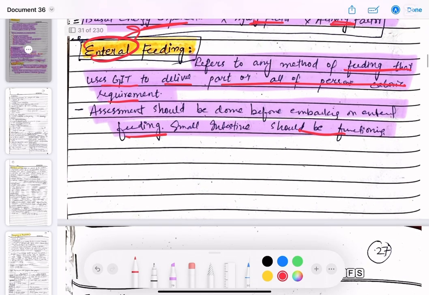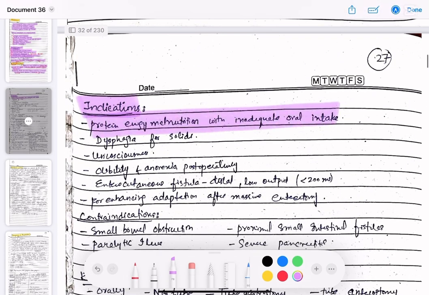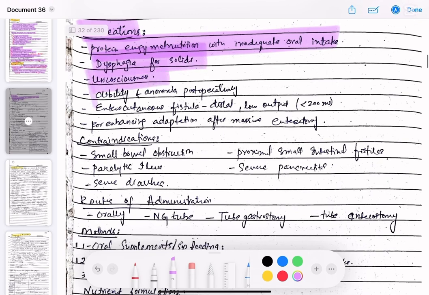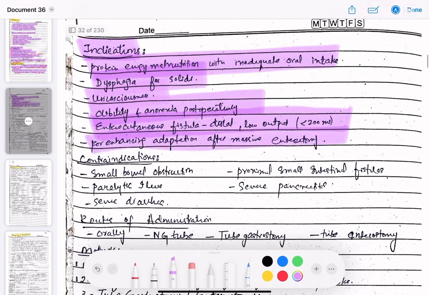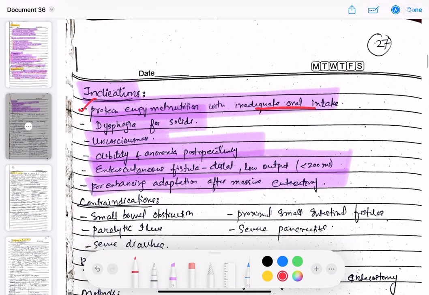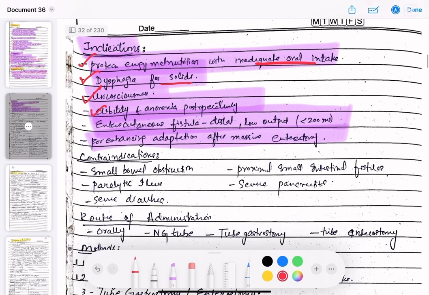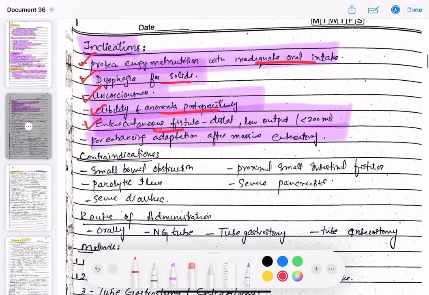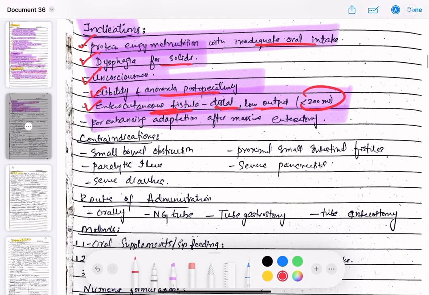Then the indications for enteral feeding: protein energy malnutrition with inadequate oral intake, dysphagia for solids, where it is difficult to consume solids, unconsciousness, debility, anorexia postoperatively, enterocutaneous fistula, that is a fistula in the intestinal region with low output, and for enhancing adaptation after massive enterectomy.